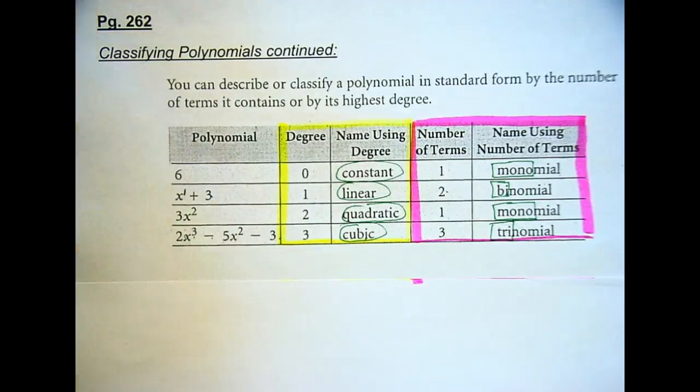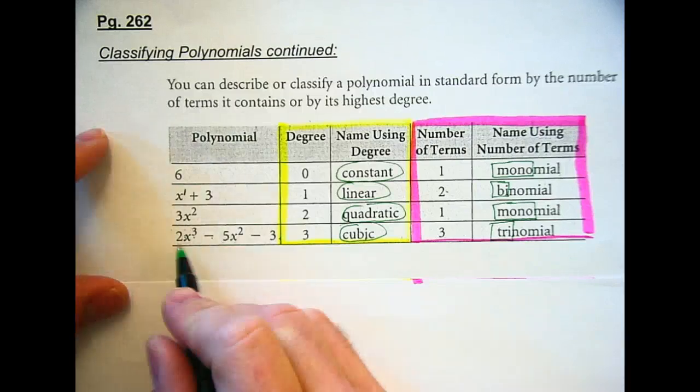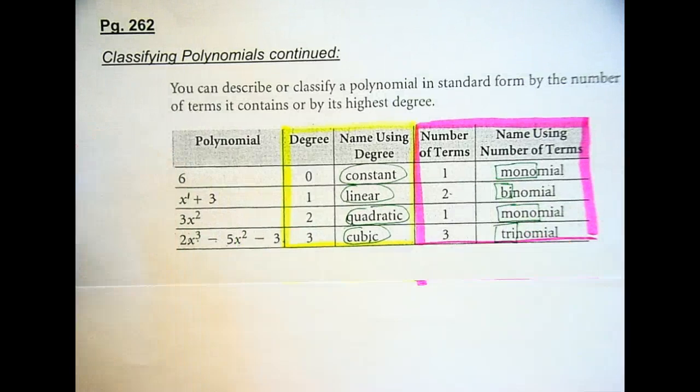Yeah? For the name using the number of terms, would that be after simplifying it? After simplifying, yeah. Good question. After simplifying, you would classify by number of terms.